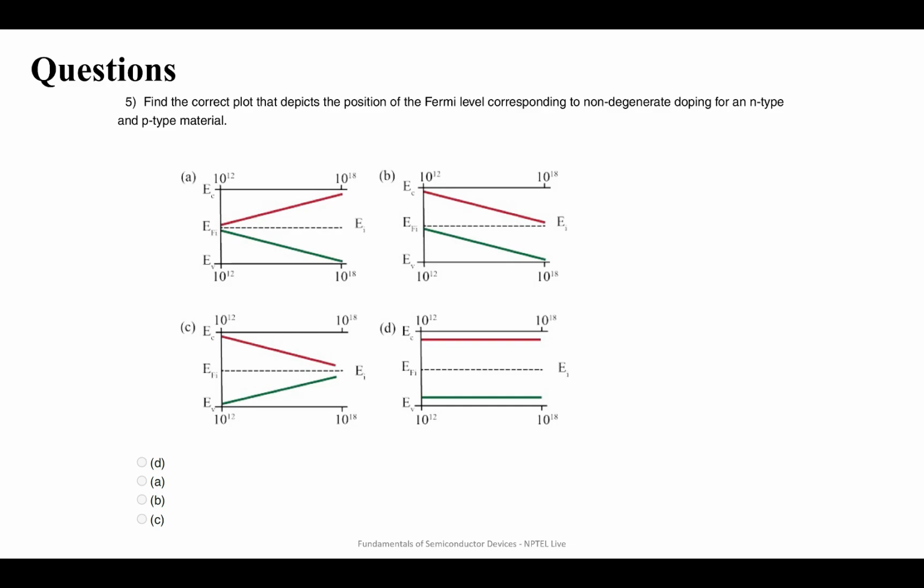Find the correct plot that depicts the position of the Fermi level corresponding to non-degenerate doping for an n-type and p-type material. Here the red curve is for n-type material, the green curve is for p-type material. Your y-axis is the energy level and the x-axis is the doping level. So how the Fermi level is changing as the doping increases. This one, this one, this one, or this one?